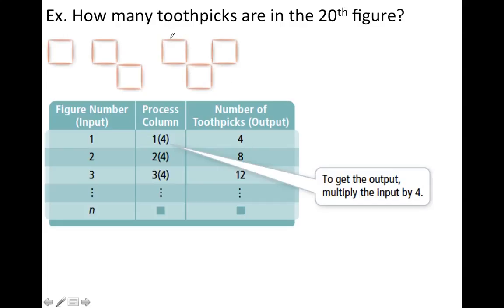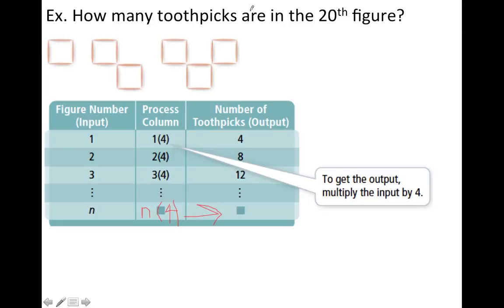So if you notice, every time we add a square to our figure, we add 4 toothpicks, because there are 4 sides to a square. So in the process column, down at the bottom, n represents any number of sides. To represent that in the process column, we'll take n, any number of sides, and we multiply that by 4. That will also go over here, because we get the same number.